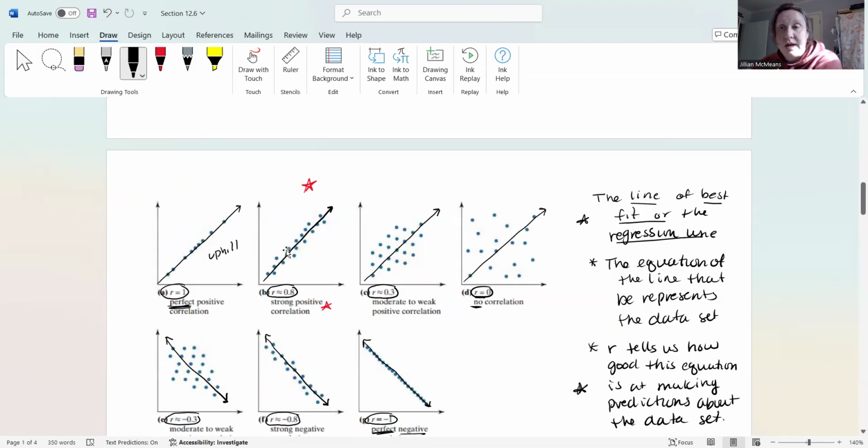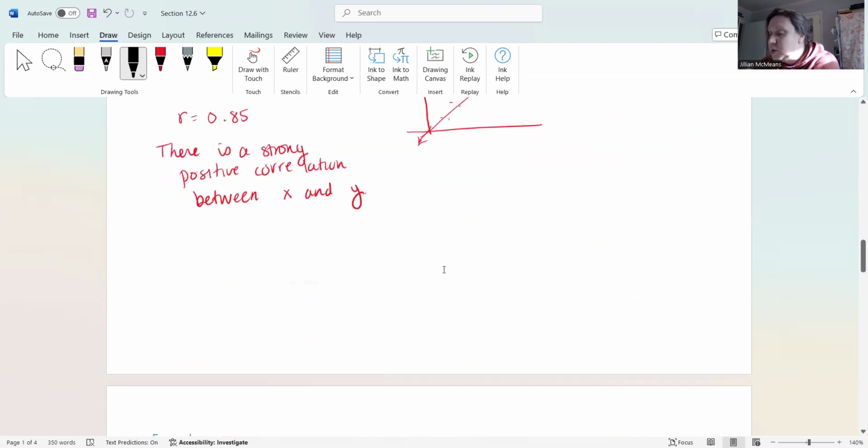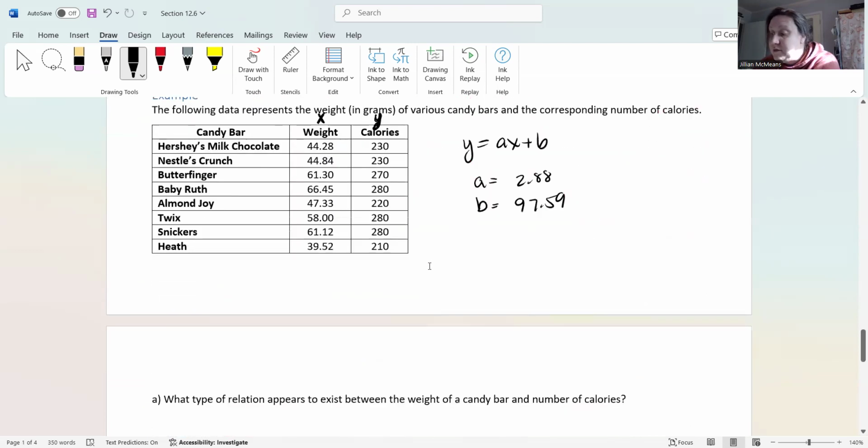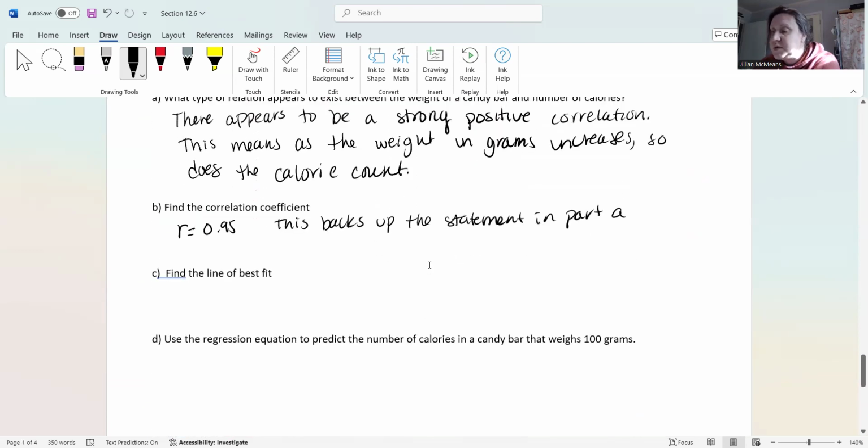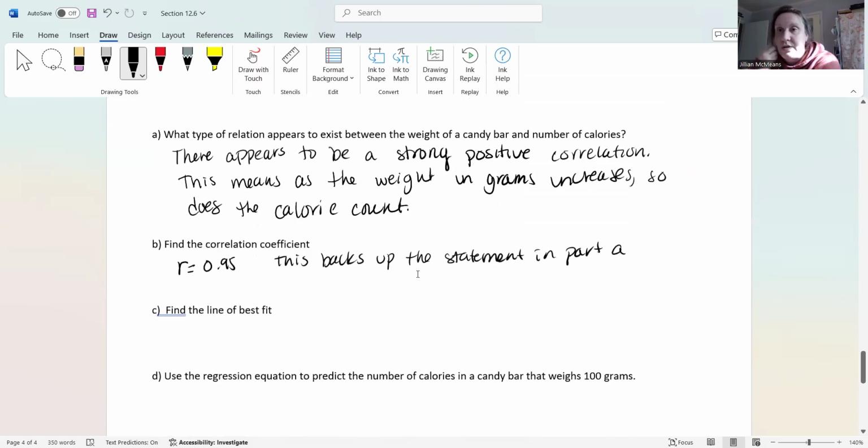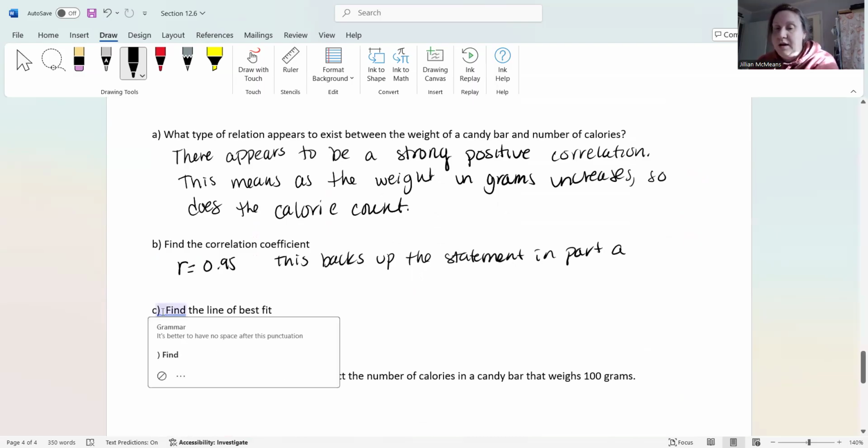We have a strong correlation. That means we're pretty much guaranteed as X increases, so does Y. Okay, so this correlation coefficient of 0.95, it does back up the statement that as the weight increases, so does the calorie count. Okay, now next up, we have the equation for the line of best fit.